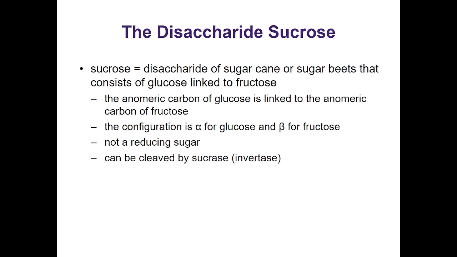The configuration is alpha for glucose, and it'll be beta for fructose. It's not a reducing sugar at all because we've used the reducing end on both sides, haven't we? Okay? And so it can't do a ring opening on either side. This can be cleaved by sucrase, which is another name for invertase.